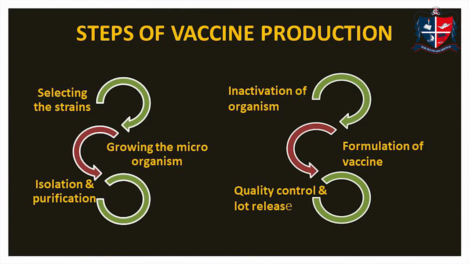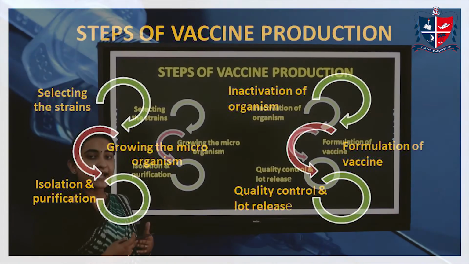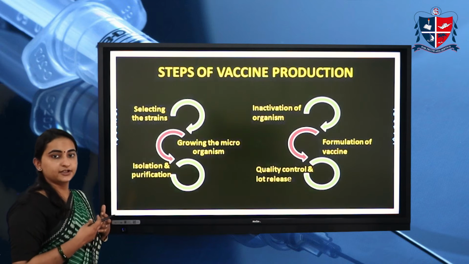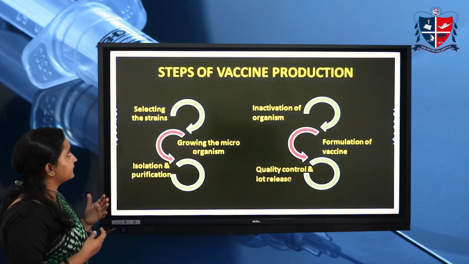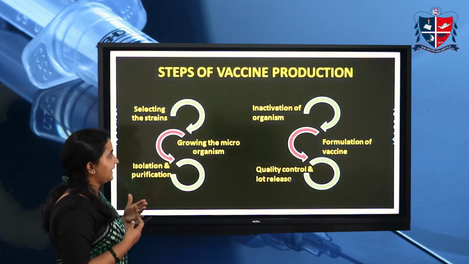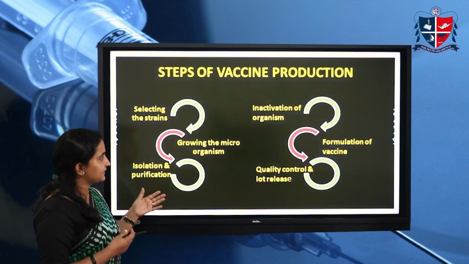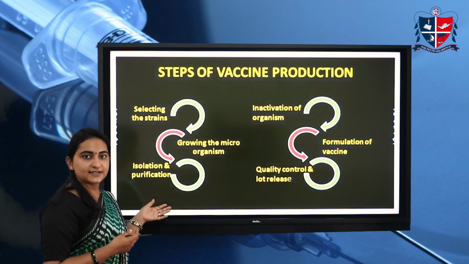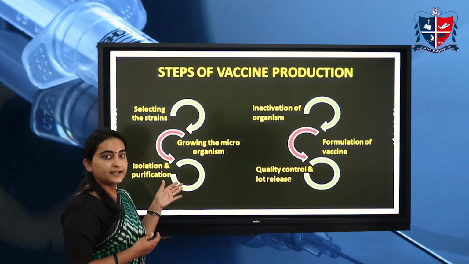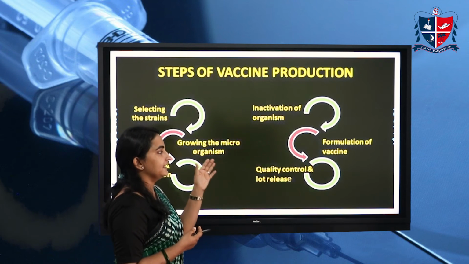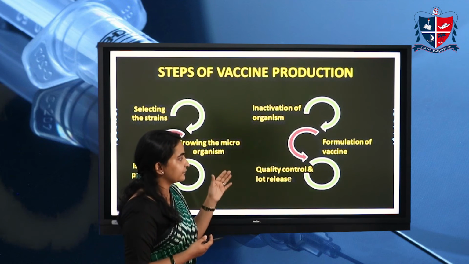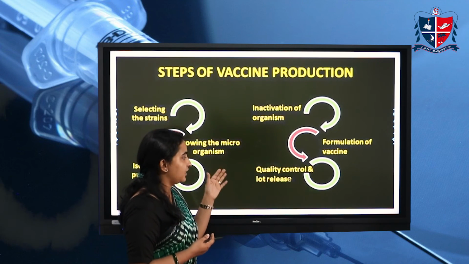And moving on to the different steps involved in vaccine production. As we mentioned earlier, a vaccine is a biological preparation using the weakened forms of microbes that cause a particular disease. So the first step involved in vaccine production is selecting the strains of bacteria or microorganisms. The next one is growing the microorganisms. After growing the microorganisms, isolation and purification of the organism takes place. After isolation and purification, the isolated and purified organisms are inactivated. The inactivated organisms then lead to the formulation of the vaccine. Vaccines are formulated from these inactivated organisms. Then later on, the vaccine's quality is checked and the lot released.